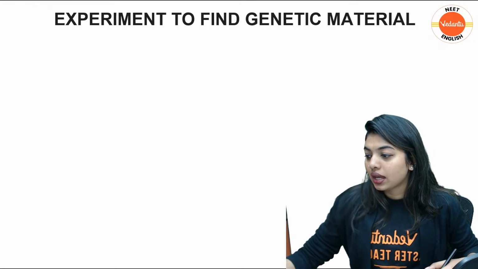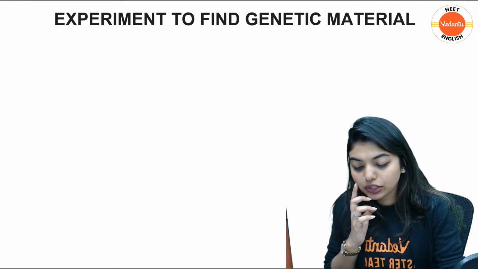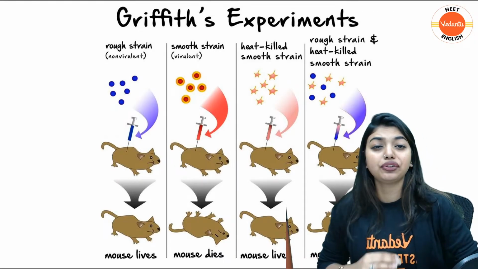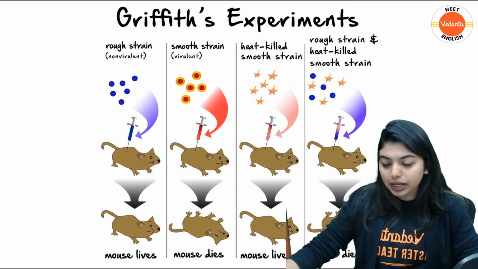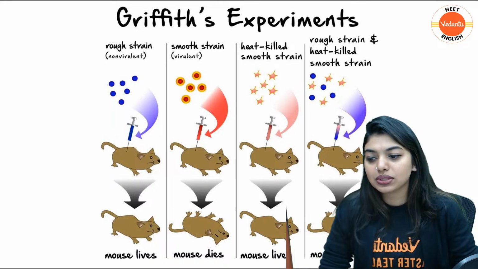Hello students, hello. So when we talk about the experimental setup, the first ever experiment that came into existence was Griffith's experiment. So Griffith's experiment, let's see what Griffith was trying to do.